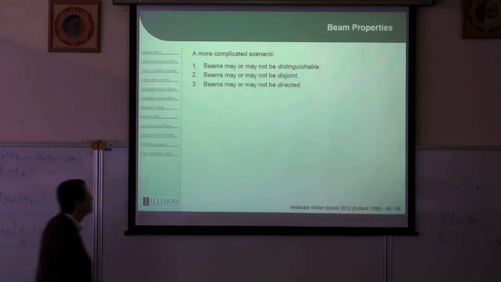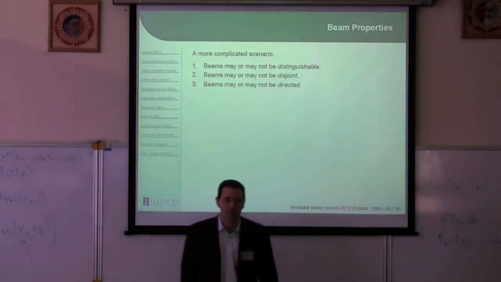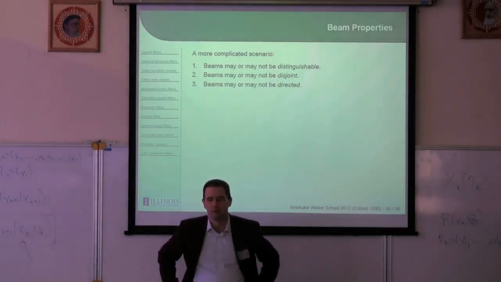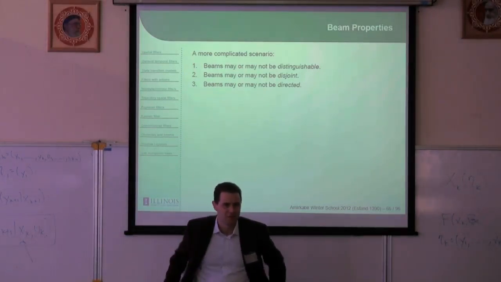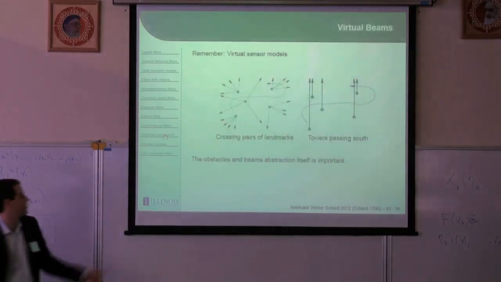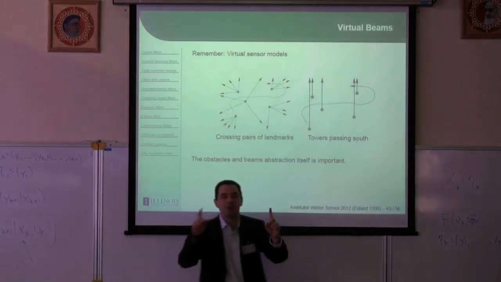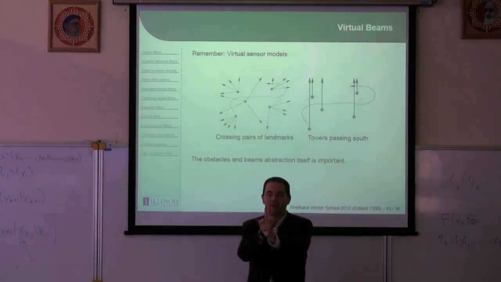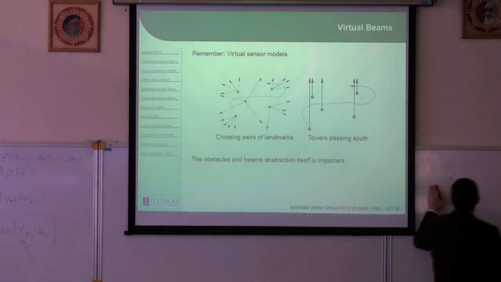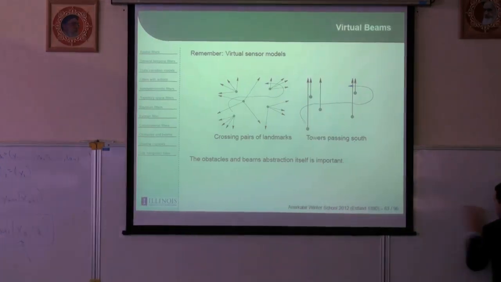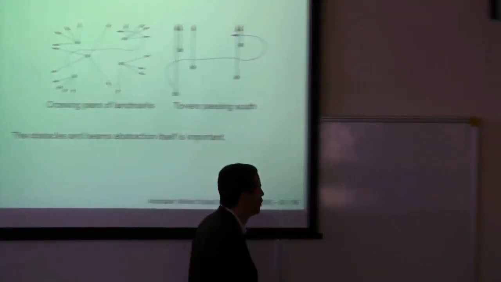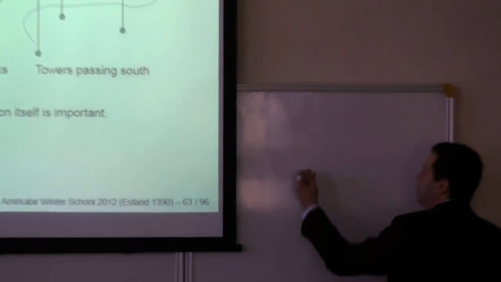So I could say that beams may or may not be distinguishable. Now that might seem ridiculous. If I put a bunch of sensor beams in an environment, don't I know which one is which? Well, I can get different interesting cases. For example, if I go back to this case here, what if I don't know which landmark is closer when they pass? The thing you have to keep track of is we're making virtual sensor models, so they can have many different physical implementations.